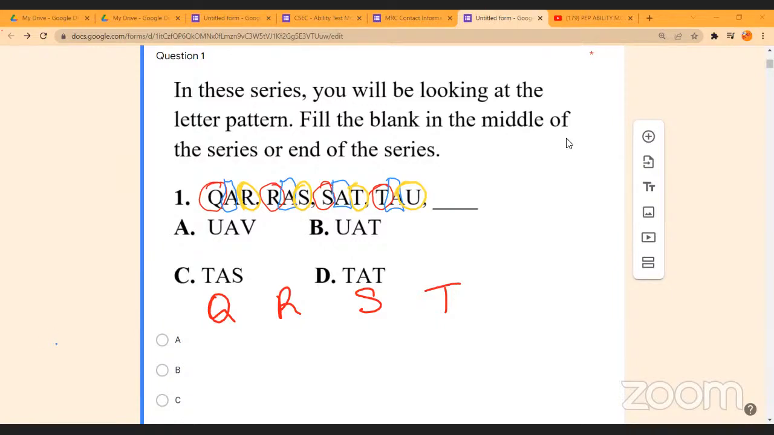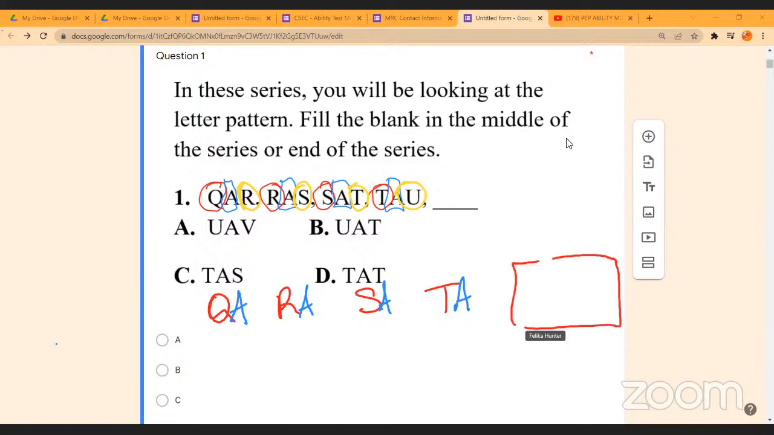Yes, so for the second letter, we realize that there's a consistency now. What do you notice about the second letter, Tiana? So the first letter is in alphabetical order, Q, R, S, T. What about the second letter now? Miss, the second letter is the same letter going across: A, A, A.